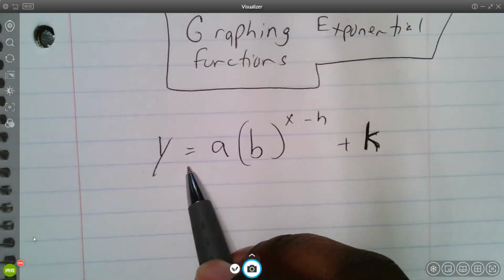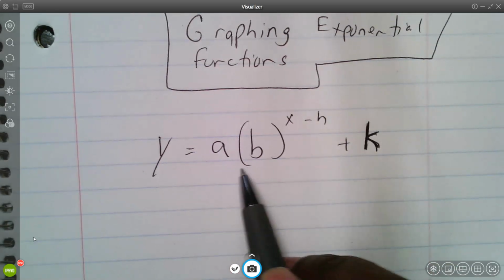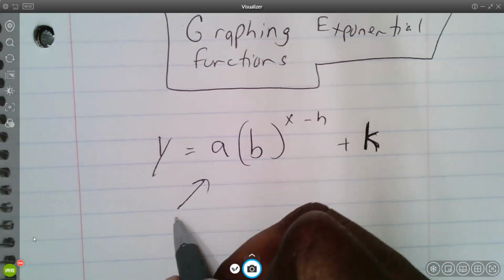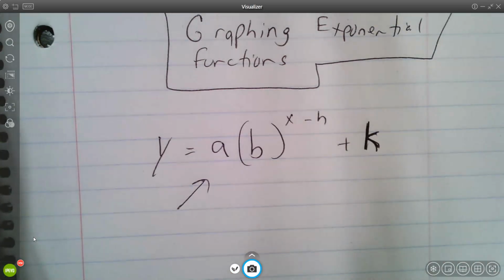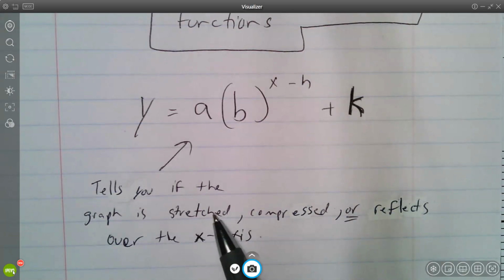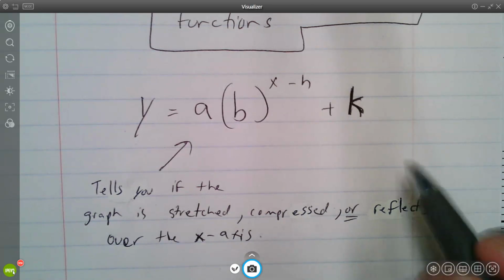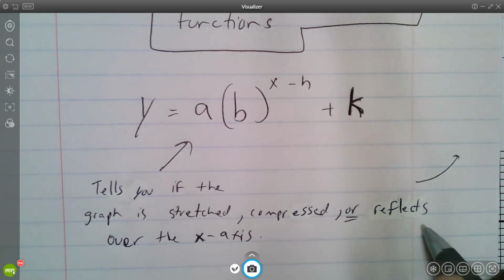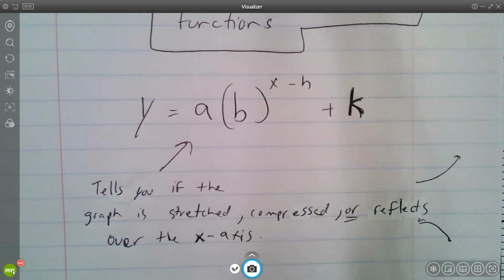An exponential function is of this form, where you have a in front that tells you whether it's a stretch or a compression. All right, so a tells you if the graph is stretched, compressed, or reflects over the x-axis, meaning that instead of going upwards, it goes downwards, as in reflects over the x-axis.